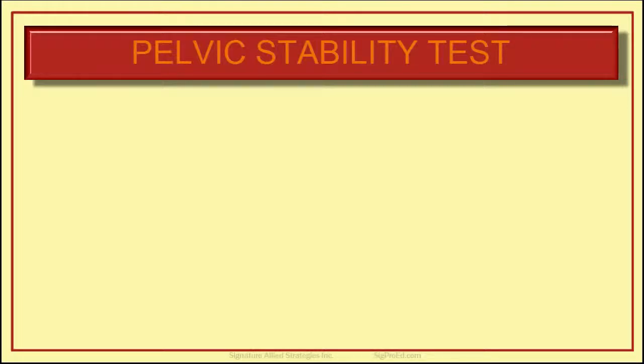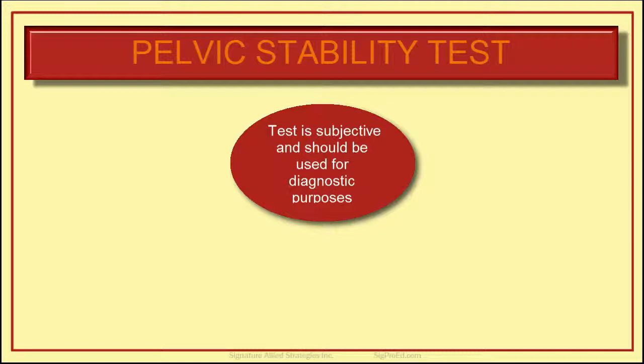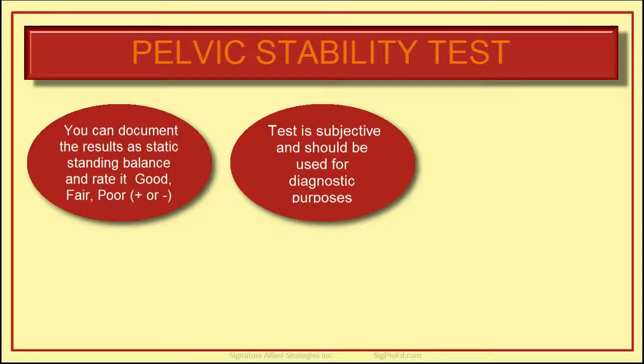Here are some important things to note about the interpretation of this test. This little test can tell you a lot of information about what's going on with your patient. Firstly, remember, this is a subjective test and should be used primarily for diagnostic purposes. So it is going to tell you where there is instability in the system of your patient. Then you can also document it as a result of a static standing balance test and rate it as you would: good, fair, poor, with a plus or minus attached to it.